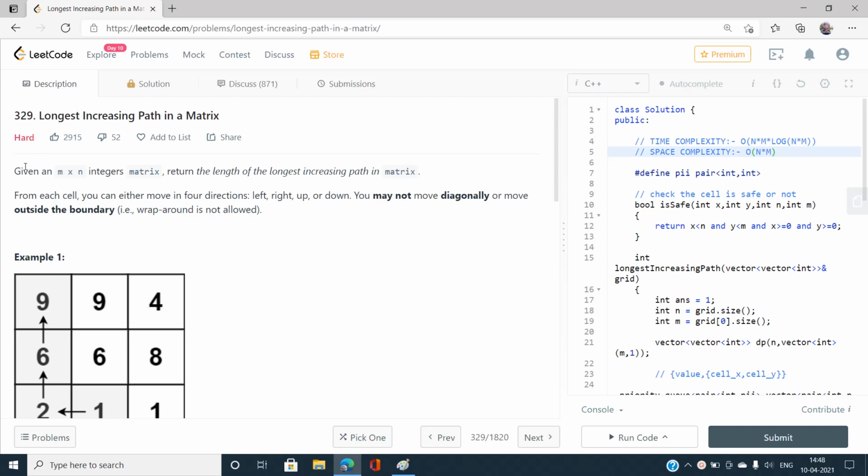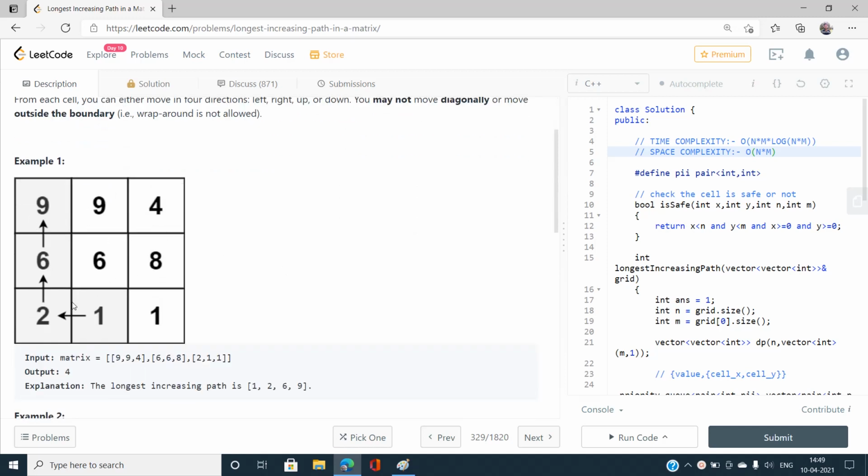We have been given an m into n integer matrix, that is, the cell values are integers and the matrix size is m into n, and we have to return the length of the longest increasing path in the matrix. Note that an increasing path means the values included in the path should be in increasing order. From each cell we can move in four directions: left, right, up or down, but we are not allowed to move diagonally or move outside the boundary of the matrix. We need to find the longest increasing path in the matrix.